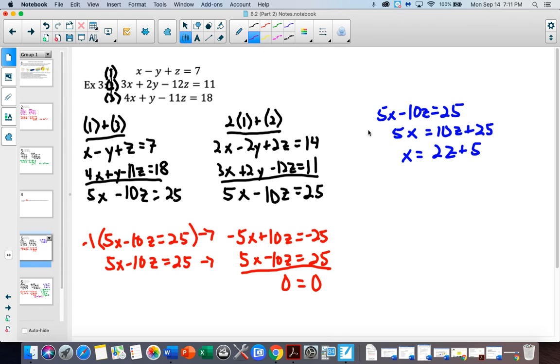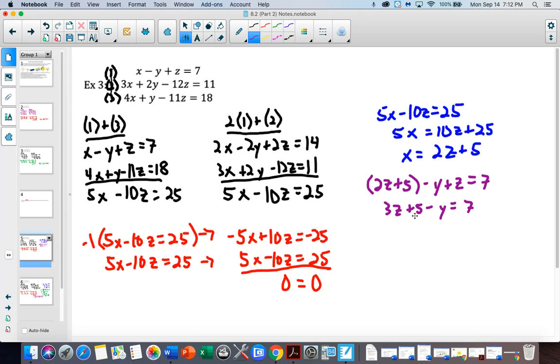Now, what I'm going to do is take this and plug it into one of my original equations. So I'm going to do it in the first one because that one looks the easiest. So I'm replacing the x with 2z plus 5 in x minus y plus z equals 7. So now I want to solve this equation for y. Well, let's see, I can combine my z's over here. So I'll have 3z plus 5 minus y equals 7.